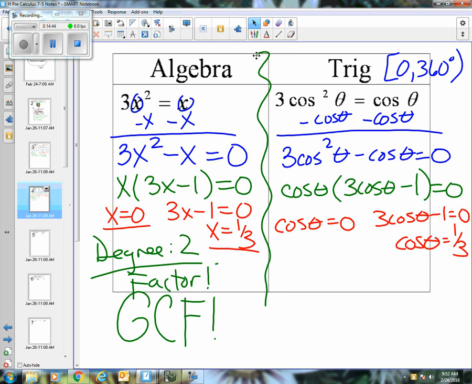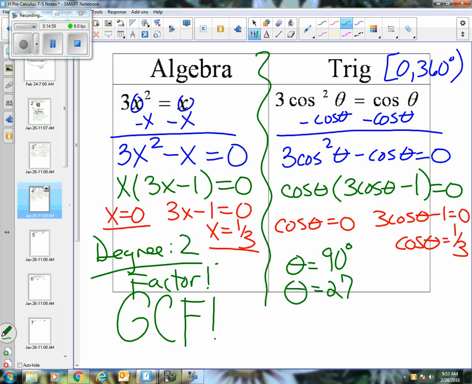So when is cosine 0? When does that happen? So 90. And then, is there any other place, or is that it? Is there any other place that cosine is 0? Well, yeah, how about 270? So we got two places for that one. Remember, there could be more than one place. Doesn't have to be, but there could be.